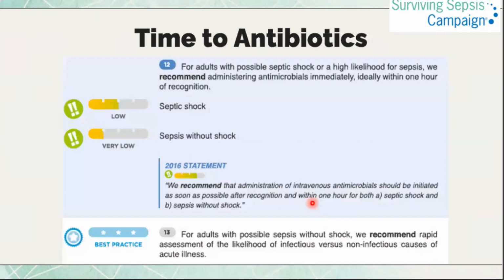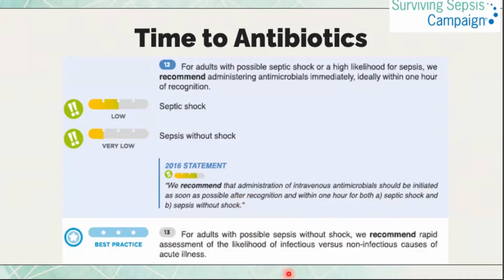Time to antibiotics. For adults with possible septic shock or high likelihood of sepsis, we recommend administering antimicrobials immediately, ideally within 1 hour of recognition. Low quality of evidence for septic shock, but very low quality of evidence for sepsis without shock.